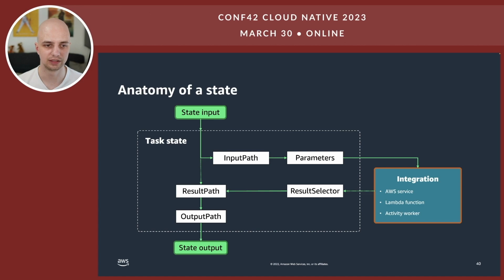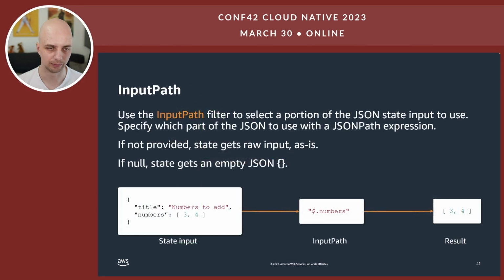So let's look at the different states which I just mentioned in detail again. So first we have the input path. As I mentioned, it allows you to filter and select a portion of this JSON state input to use. And here's an example where we select, for example, the numbers field, 34, using $.numbers.